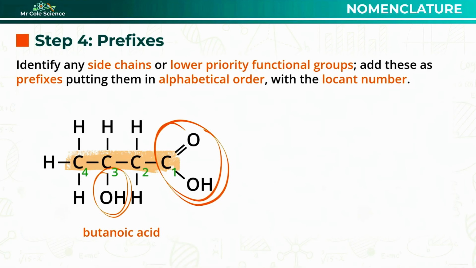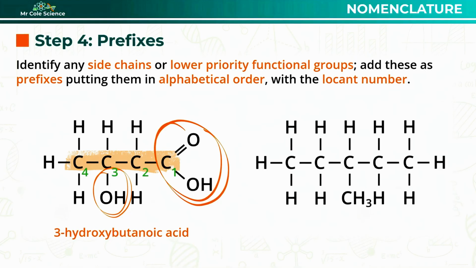We now get to the point where we're going to show that there's also a hydroxyl group attached to the carbon chain and that it's attached to the third carbon in the chain. To do this, we're going to use the hydroxy prefix, and just like when giving the locant number for our suffixes, the number goes before the prefix, separating any changes from numbers to letters with hyphens. This gives us 3-hydroxybutanoic acid. Now let's have a look at another example.